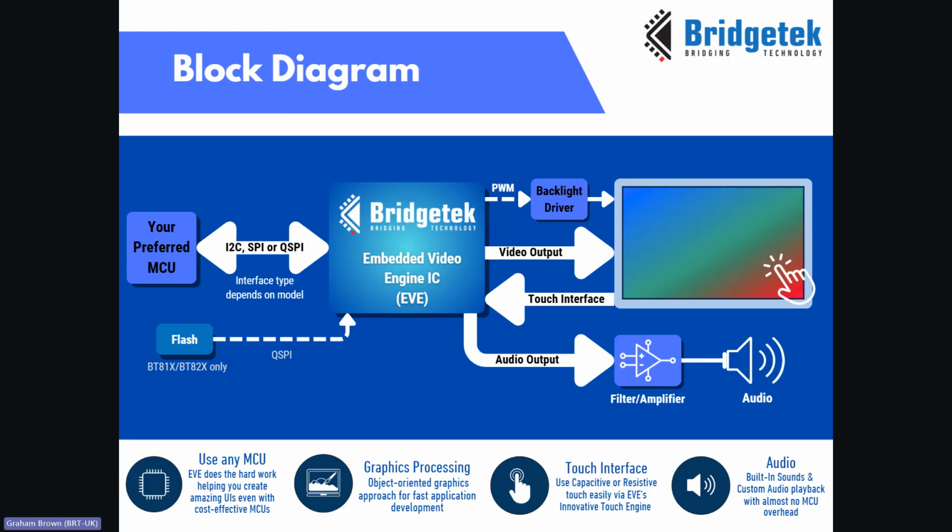For the later generations of Eve, such as the BT81X and BT82X family, there is a QSPI interface incorporated, which allows you to add an attached flash IC, which can be used for offloading graphics assets, such as custom bitmaps or custom fonts. In the latest generation of the BT820, this supports an LVDS video input as well as SD card interface, allowing you again to offload any graphics assets that you need in your application or stream live video data directly to the display.